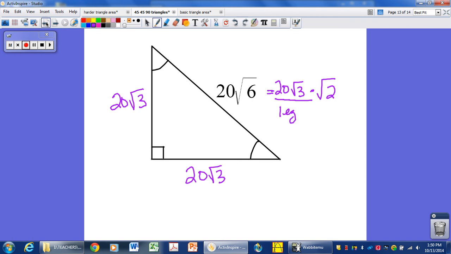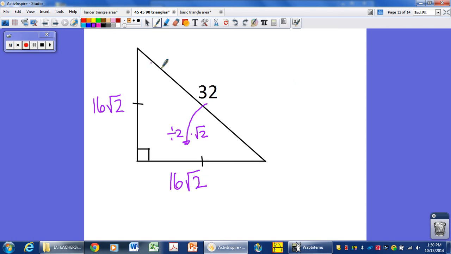And it looks like that's the end. So remember, this is the more challenging one. When you have a whole number hypotenuse without a radical, you divide it by 2 and you multiply by the square root of 2. So hopefully this has been informative and you know a little bit more about the relationships between 45, 45, 90 triangles and their sides.